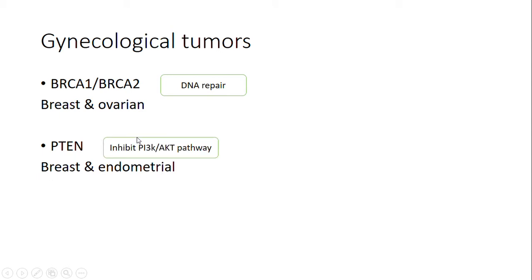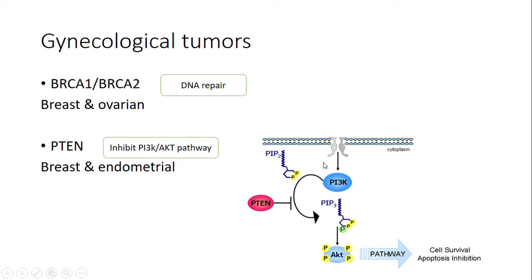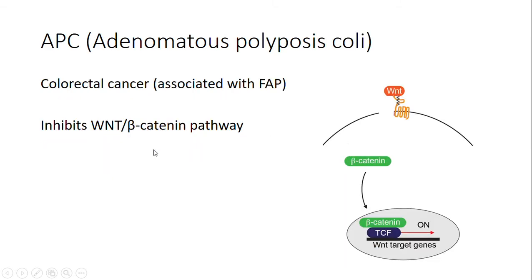PTEN will inhibit the phosphoinositide 3 kinase AKT pathway. So phosphoinositide 3 kinase is important for the phosphorylation, which will eventually lead to the phosphorylation of the AKT, which promotes the survival of the cells. PTEN will block the phosphorylation, so it will inhibit the phosphoinositide 3 kinase AKT pathway.